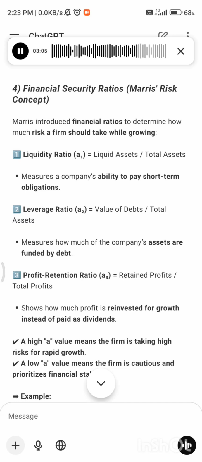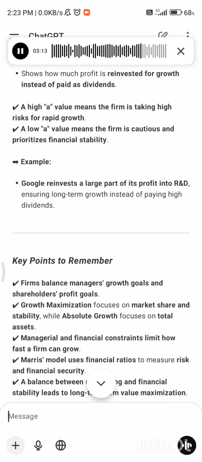3. Profit retention ratio, A3: retained profits over total profits, shows how much profit is reinvested for growth instead of paid as dividends. A high A value means the firm is taking high risks for rapid growth. A low A value means the firm is cautious and prioritizes financial stability. Example: Google reinvests a large part of its profit into R&D, ensuring long-term growth instead of paying high dividends.